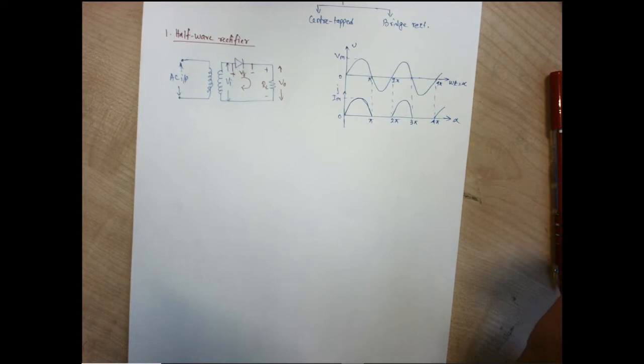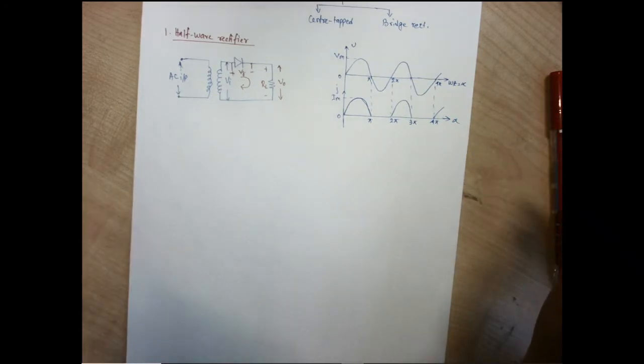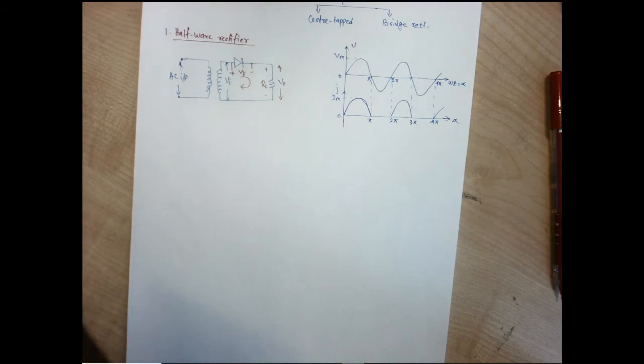Okay, now let us do the analysis. What will be the different mathematical expressions we are supposed to find out for this half wave rectifier?